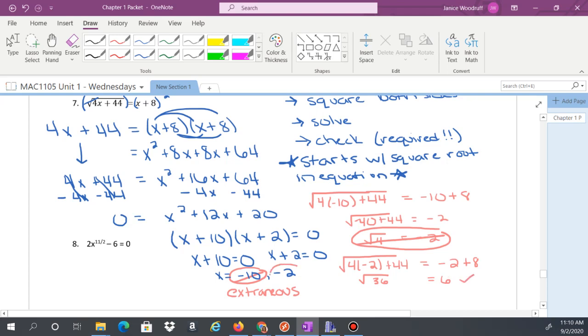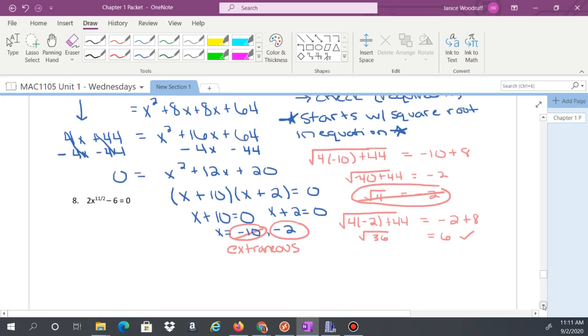So the only solution here is negative 2. So if you put negative 10 and 2, it's going to get marked wrong on the test. If you do that on your homework, if you do that on the test, you're going to get it marked wrong too, because then I know you didn't check. I'm not going to give you half credit for that. The only answer, it's negative 2. 6 is what we got when we plugged it back in. So the answer here is x equals negative 2.